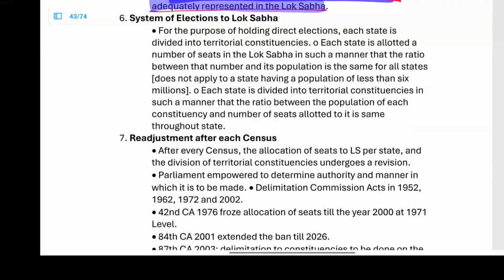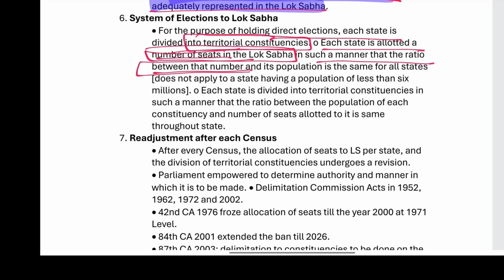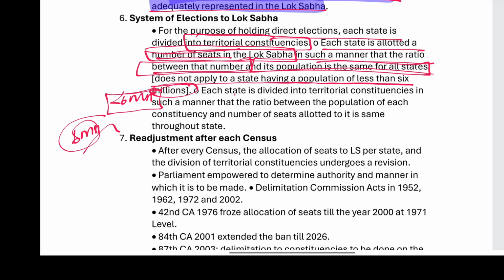The system of elections: for the purpose of carrying out elections, each state is divided into territorial constituencies. Each state is allotted a number of seats in the Lok Sabha in such a manner that the ratio between the number of seats and its population is the same in all the states. Right. It does not apply to a state having a population of less than 6 million. So 6 million is the basic population criterion.